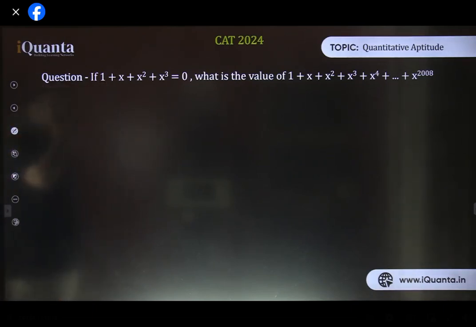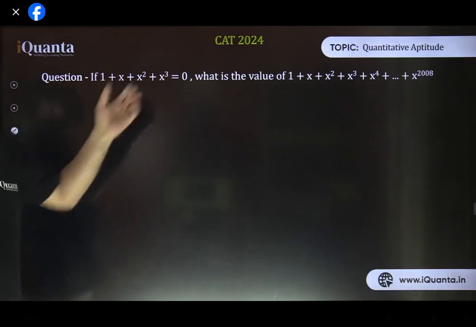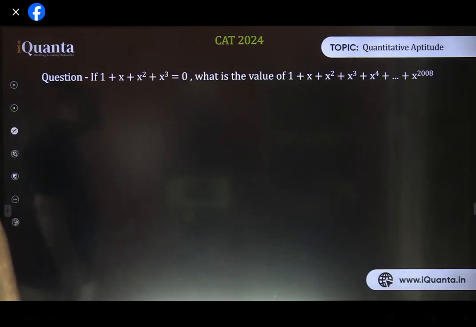Okay, how to solve this? Let's do it together. 1 plus x square plus x cube is given as 0. Again, it is not practical to find the value of x and then find the value. So how to do it?